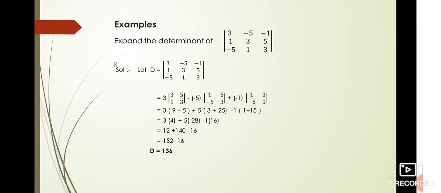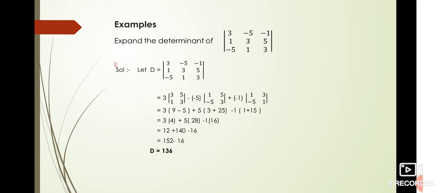In the next step, 3 as it is. For the second order determinant, the expansion is the product of the main diagonal elements, 3 into 3 is 9, minus the product of the anti-diagonal elements, 5 into 1 is 5. So minus minus plus 5 into, again the same: the product of the main diagonal elements, 1 into 3 is 3, minus the product of the anti-diagonal elements, minus 5 into 5 is minus 25. So minus minus plus 25, plus minus 1.